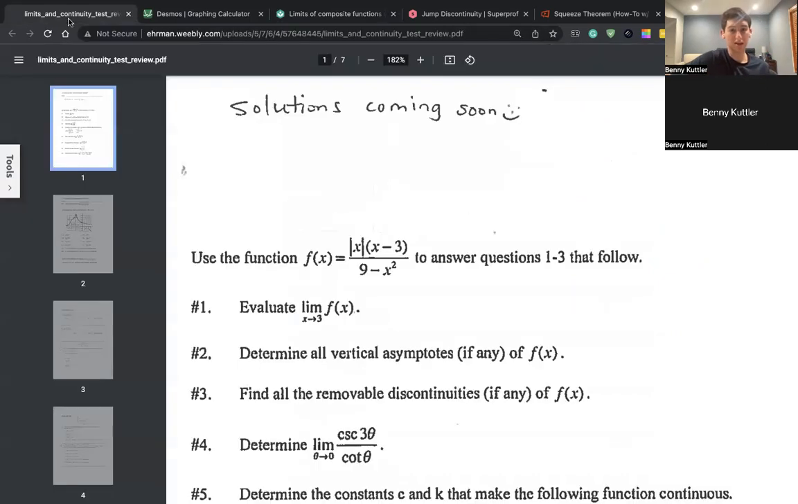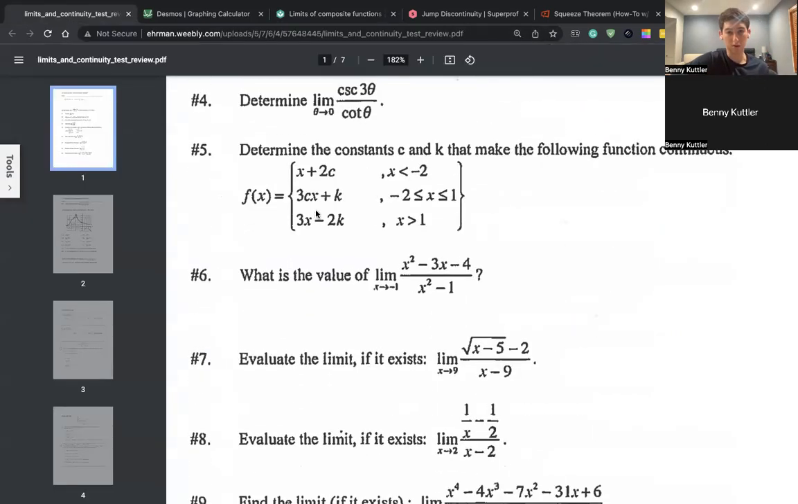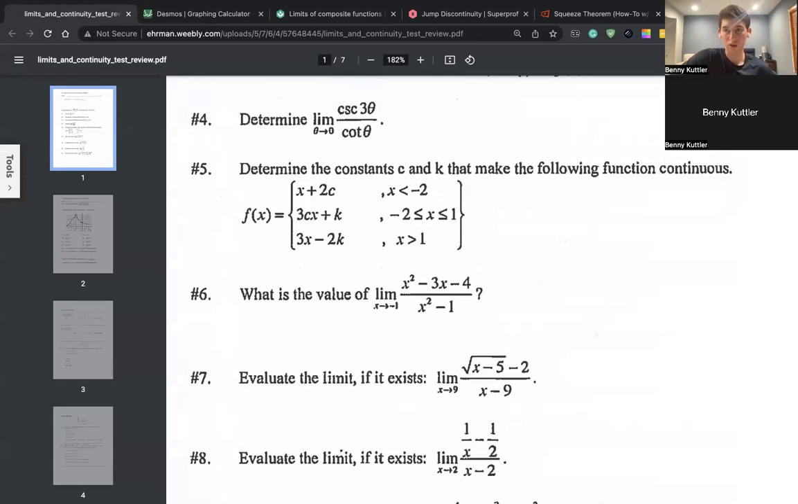Okay, next is this strange type of problem where we have these constants c and k, and we're trying to find out which values would make the function continuous. So using our definition of continuity, we know that the limit as x approaches something from the left has to be equal to what it approaches from the right.